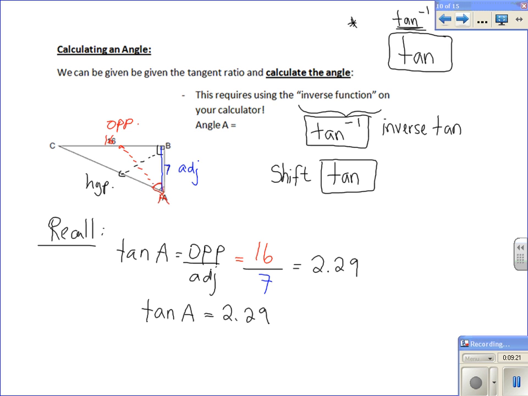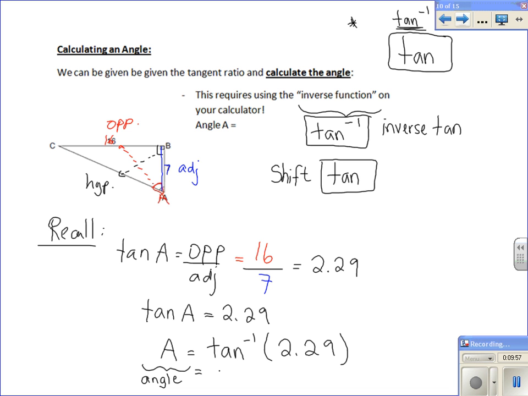So A is equal to, okay, and this is an angle, by the way. The answer I'm going to get is going to be in degrees. So this is my angle. Angle A is equal to the inverse tan. Okay, the inverse tan is simply 1 over tan of 2.29. And on my calculator, that's going to look like this.